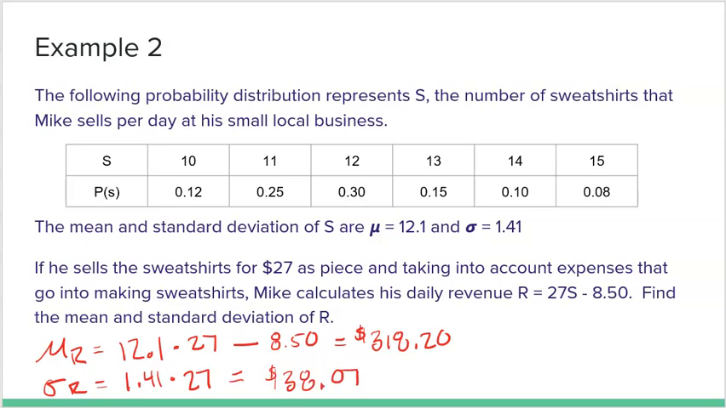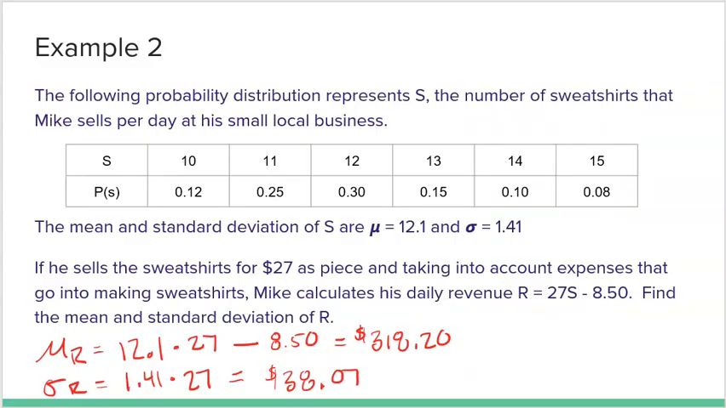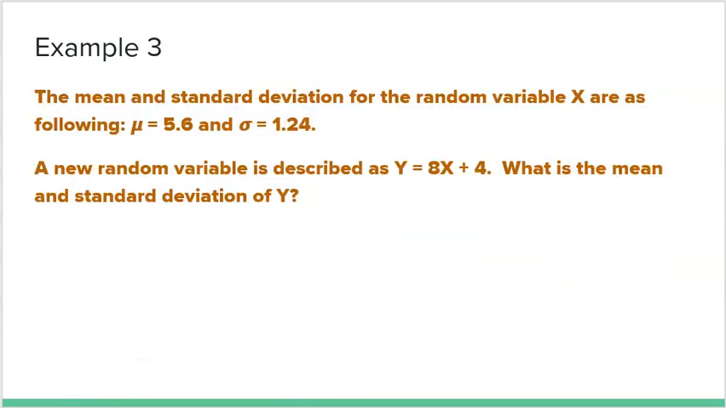$38.07. So this is important to note, that rule that we talked about here at the very bottom, that multiplication affects everybody, but addition or subtraction of a constant only affects the mean. So that is why I did not subtract the $8.50 that is due to expenses. I only did that for the mean. So again, pretty easy. Let's do one more example.